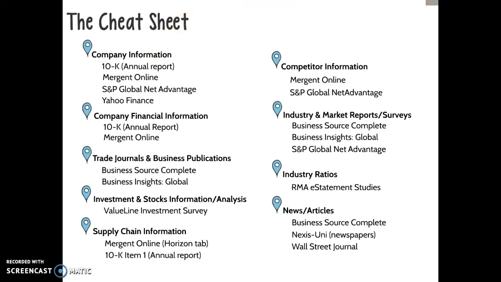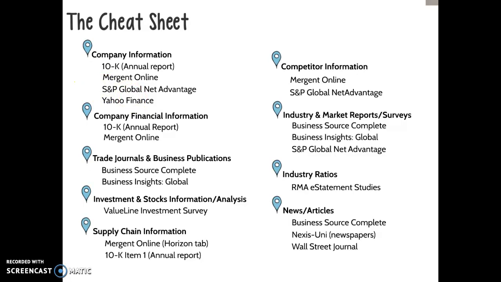It's very important that you remember that this cheat sheet is there, and remember to look at it as you are trying to figure out which types of information you are trying to find, and this will show you which databases you will use to find which types of information. For instance, with company information, you can look for the 10K report, which can be found on SEC Edgar or in Mergent Online. You can also find company information on Yahoo Finance.